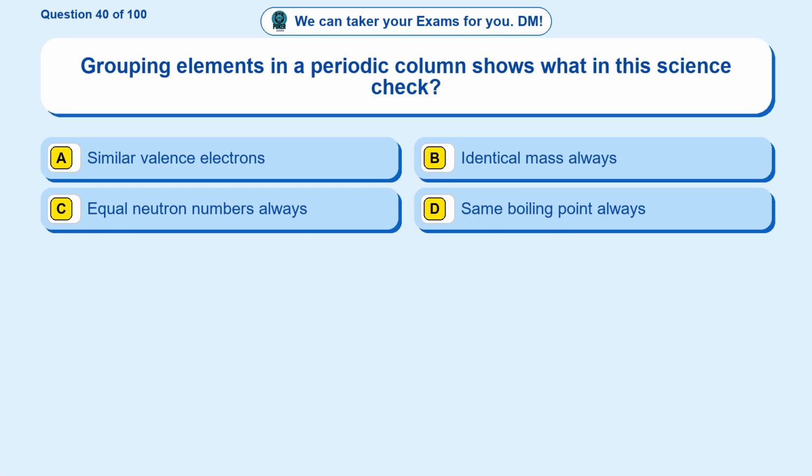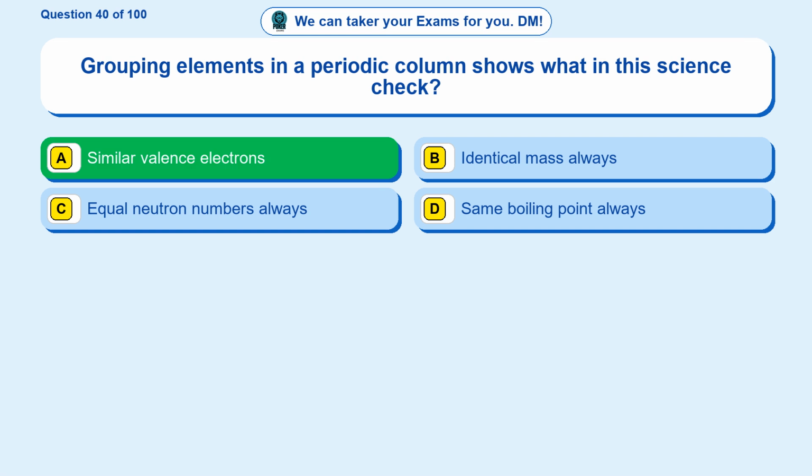Question 40. Grouping elements in a periodic column shows what in this science check? Option A, similar valence electrons. Option B, identical mass always. Option C, equal neutron numbers always. Option D, same boiling point always. The correct answer is option A, similar valence electrons.